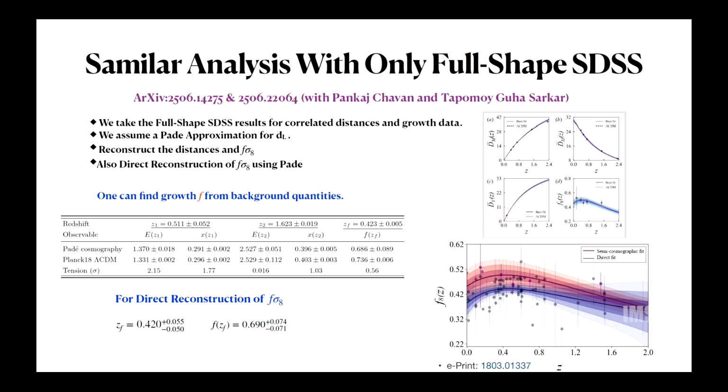For SDSS, obviously the error bar is big, so we don't get any tension with Planck. But if this value remains the same with the DESI data, we can check. Still, the whole DESI full-shape likelihood is not released yet, but one can do it there. And if this value remains the same but the error gets reduced quite a lot, then maybe some tension will also come in here.